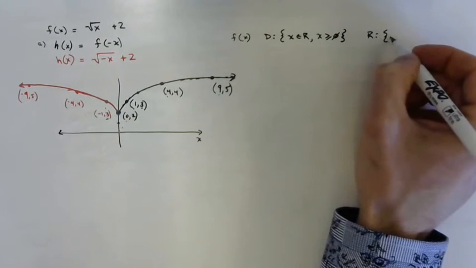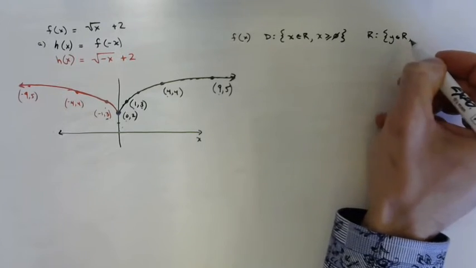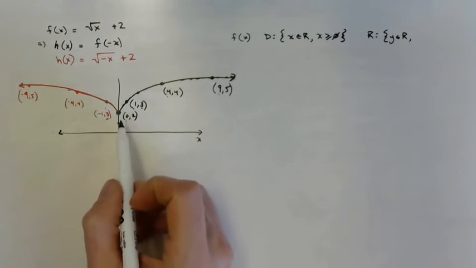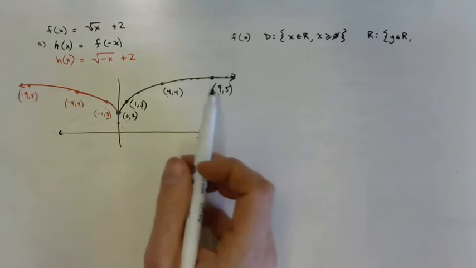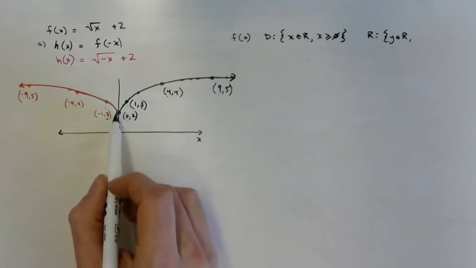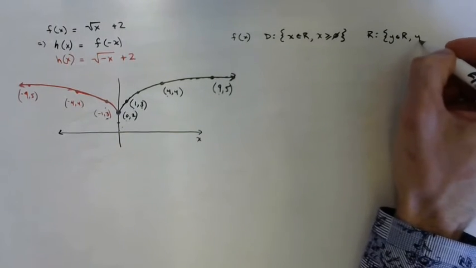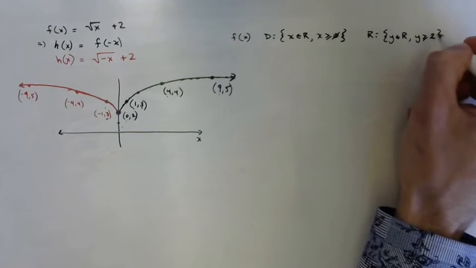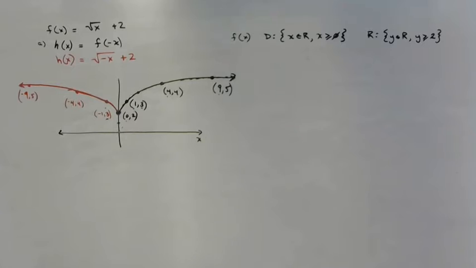That's the y values that are included. What comes out of this function? Remember, it goes infinitely, forever to the right, forever up. But where does it start? 2. From 2 up. So y greater than or equal to 2.